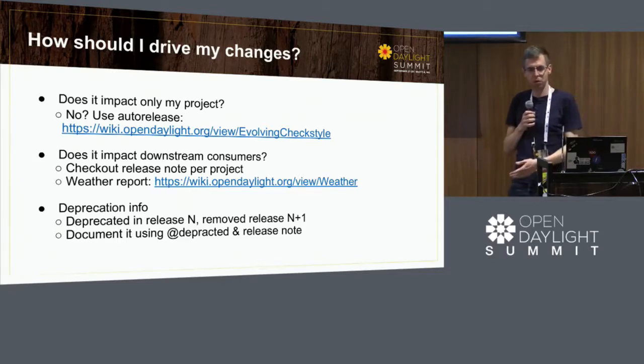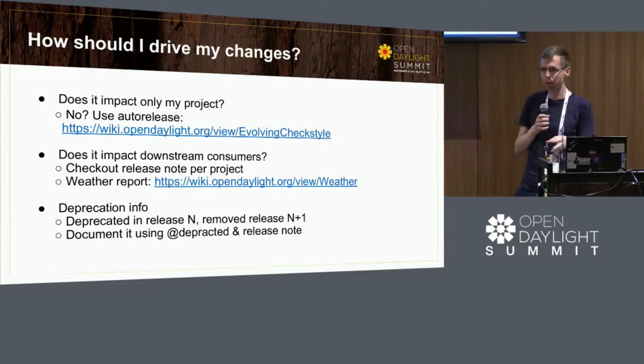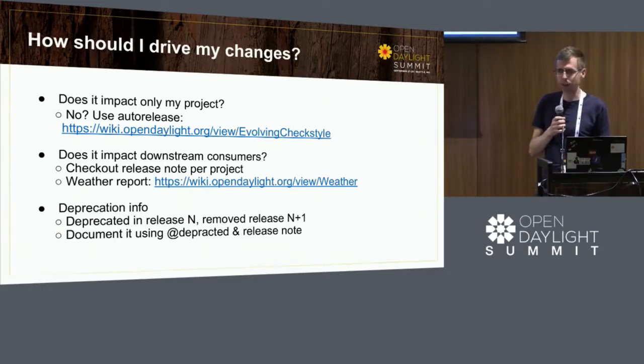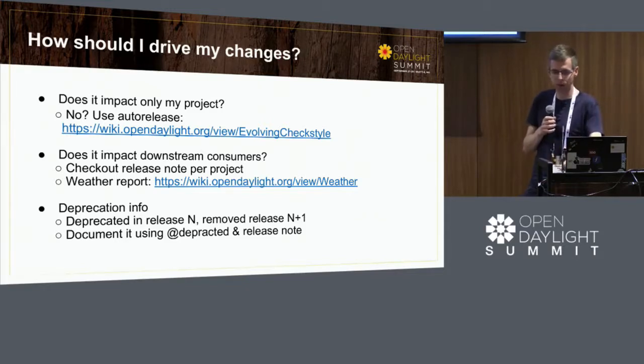Does it impact downstream consumers? Then there's a process for that you should read up about. We call it weather in OpenDaylight, and so you have to send an email, write some stuff up on a wiki page, so that everybody is aware that your change is coming, when it's going to happen, what the impact is going to be for them. And finally, deprecation info. If your change is removing or planning to remove some feature at some point, then you need to give one cycle's notice, basically. So in one OpenDaylight release cycle, you deprecate it and document the deprecation, tell people what to use instead. And then in the next release, you can remove it.